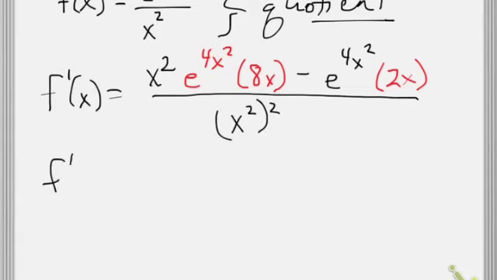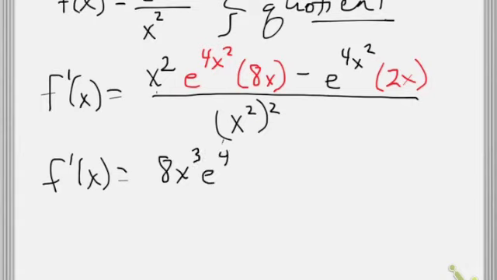All right, so we've got a little bit to clean up here. We have x squared e to the 4x squared and an 8x. So I can write that as 8x to what power? When we're multiplying x's, we're going to add the exponents.